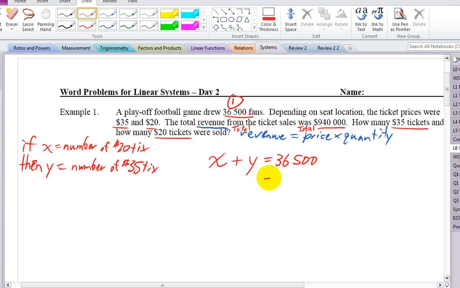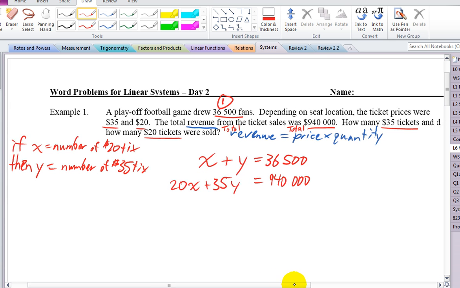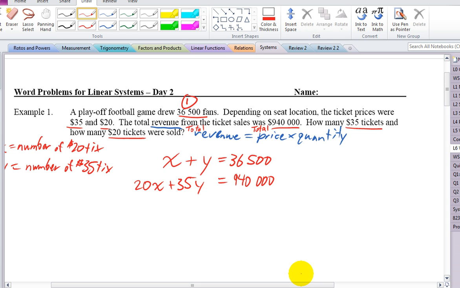The second equation is the revenue equation, $940,000. So how would you get your revenue? Price times quantity. So $20 times X plus $35 times Y. Okay. There's your 2 equations. Very similar to what we did yesterday, just bigger numbers. So change them so you can solve. 20x plus 35y doesn't get changed.